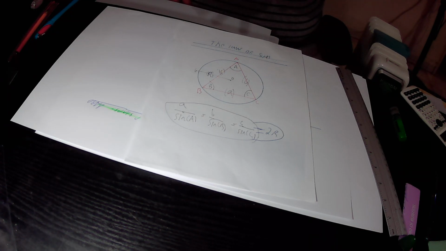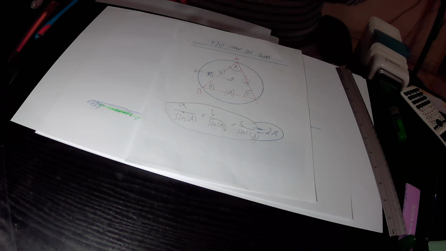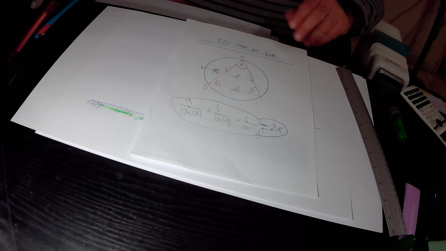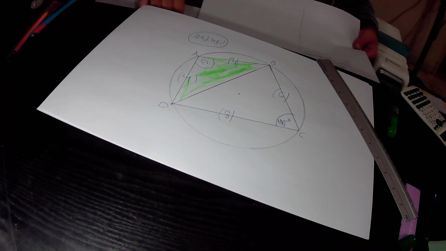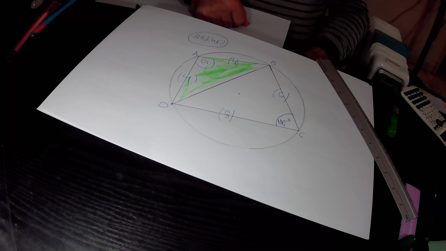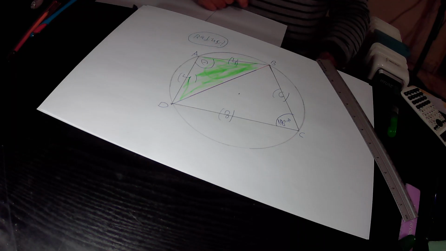So in this drawing, according to the law of sines, the following equation is true: a over sine A equals b over sine B equals c over sine C equals 2R. And R is the radius of the circle that circumscribes triangle ABC. So we can implement the law of sines in our drawing. The red triangle ABD is described by this circle. Why? Because all three vertices of this red triangle ABD lie on the circle. Therefore, we can implement here the law of sines.